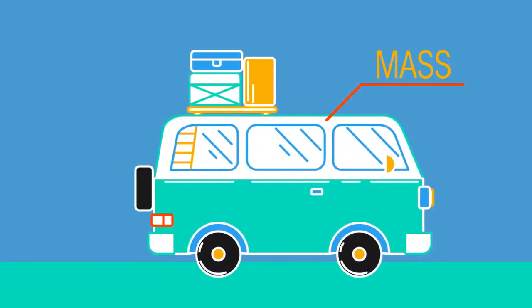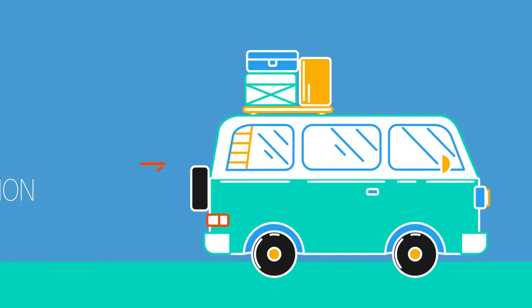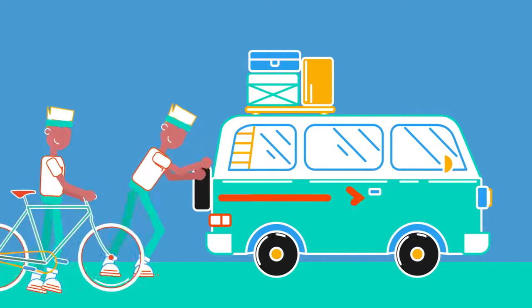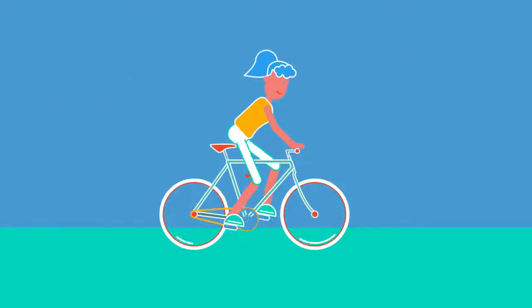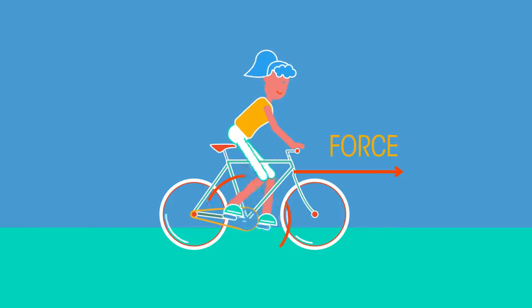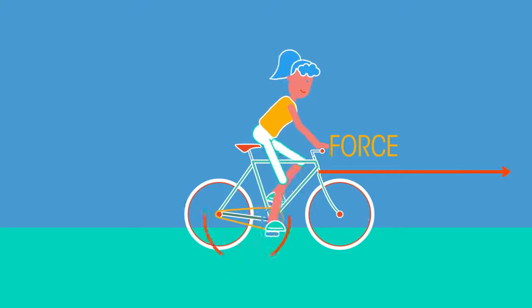The larger the mass of an object, the larger is the force needed to change its direction or its speed. Think of trying to push a car compared with a bicycle. Also, the faster you want something to get moving, the bigger the force needed. Think of pedaling a bike. The harder you push, the quicker you get going.